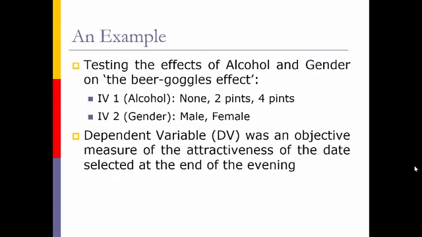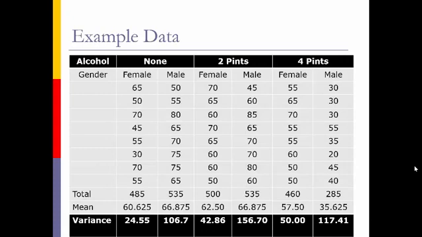Okay, so the example that we're going to use for this class is we're going to test the effects of alcohol and gender on the Beer-Goggles effect. For those of you that don't know what the Beer-Goggles effect is, traditionally it's the more alcohol you drink, the more attractive the member of the opposite sex becomes. So alcohol, we can drink no alcohol, 2 pints or 4 pints, and gender is either male or female. Our dependent variable is going to be an objective measure of how attractive either the male or the female thought the opposite was after they were drinking the various levels of alcohol. So here's what our data looks like.